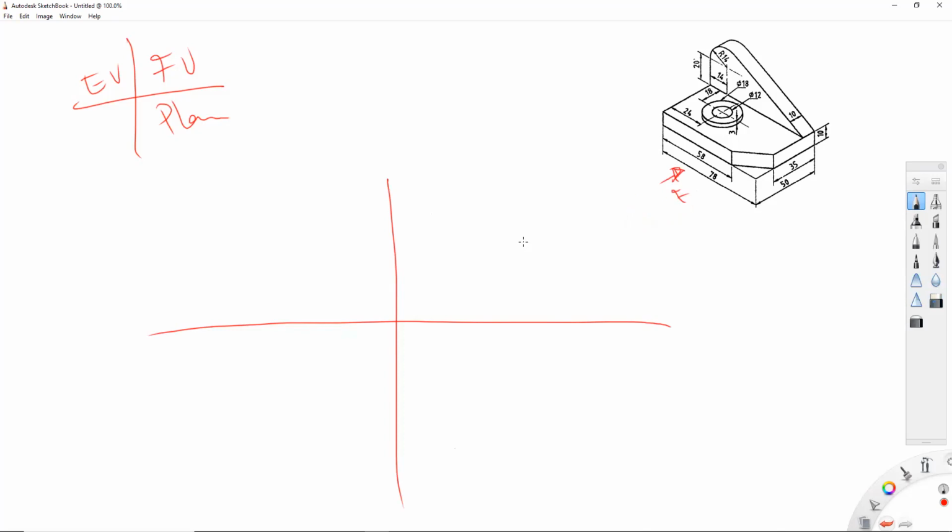Be quiet, please, mute your microphones. You are making noise. So the next thing is to be able to sketch the view. Please, those who are joining, make sure that your microphone is mute so that there will not be background noise.